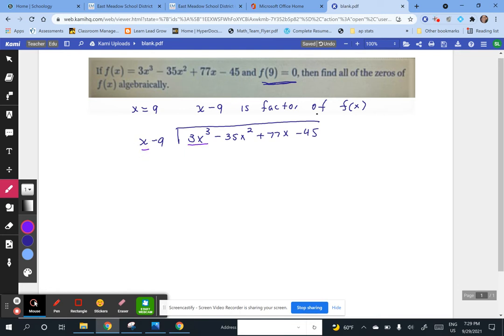So 3x cubed divided by x is 3x squared. 3x squared times x minus 9 is 3x cubed minus 27x squared. We're now going to change the signs. Negative 35x squared plus 27x squared is negative 8x squared. Now we're going to bring down the other two.